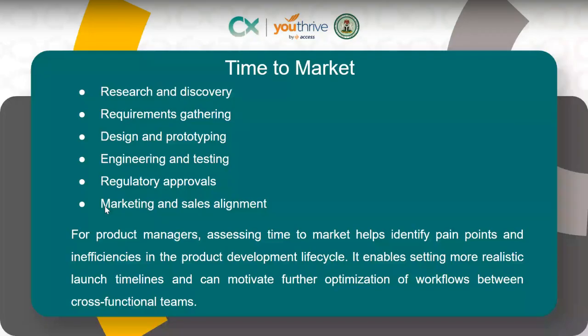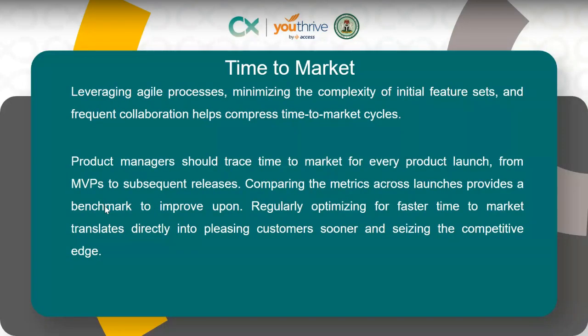Leveraging agile processes, minimizing the complexity of initial feature sets, and frequent collaboration help compress time to market cycles. So you want to use agile methodology to simplify your development process. You want to minimize the complexity of the initial feature set. Especially for your first set of features, you want to ensure that they're not complex to build. Make it as simple as possible and roll it out. Frequent collaboration helps compress the time to market cycle.